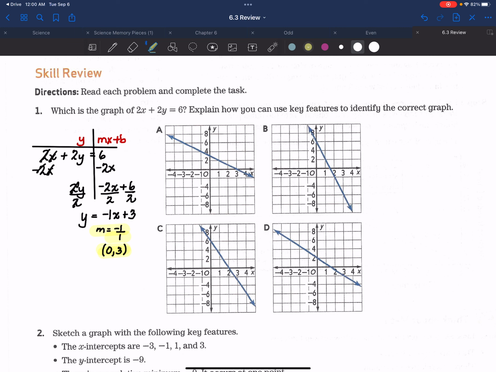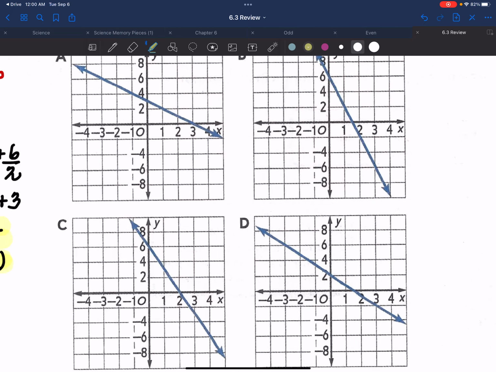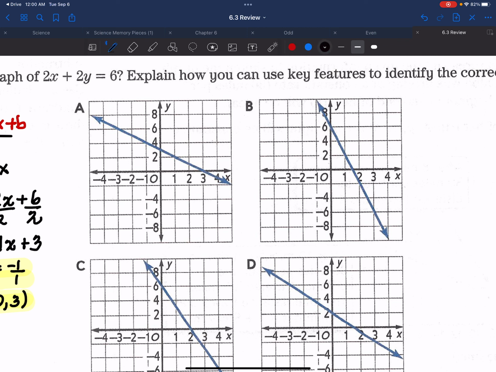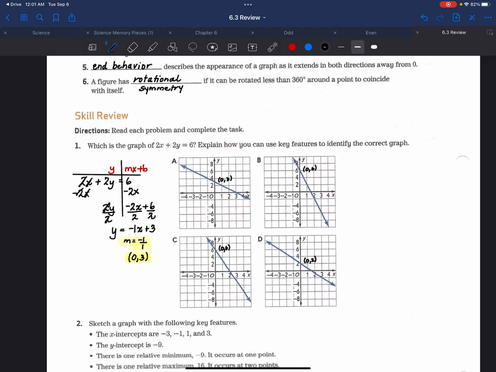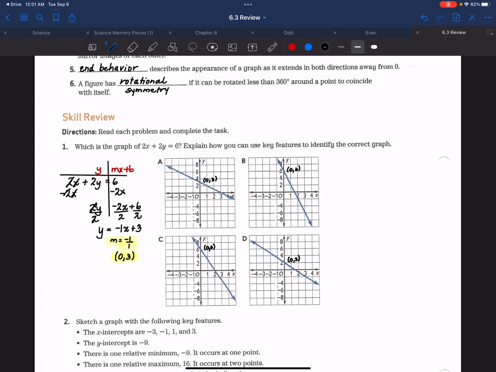I'm going to start with the intercept. Which one or ones of these has a 0, 3 intercept? Well, this one does. This one has a 0, 6 intercept, and 0, 2 intercept. So just on the basis of the intercept, I can tell you that the graph I'm looking for is A. That's the one that matches the conditions that we have.